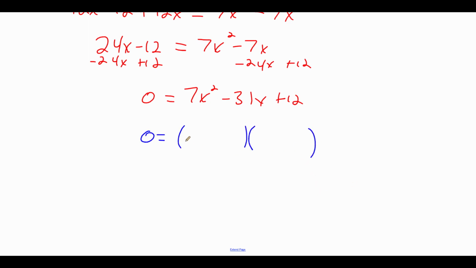To get the 7x squared, we're going to need 7x and a regular x. Now this is going to be guess and check in here because of that 7x. We want to think about the things that are going to multiply to 12. So it's either going to be 1 and 12, or 2 and 6, or 3 and 4. But we have to keep in mind that our middle term is negative. So both of these are probably going to be subtraction in here.